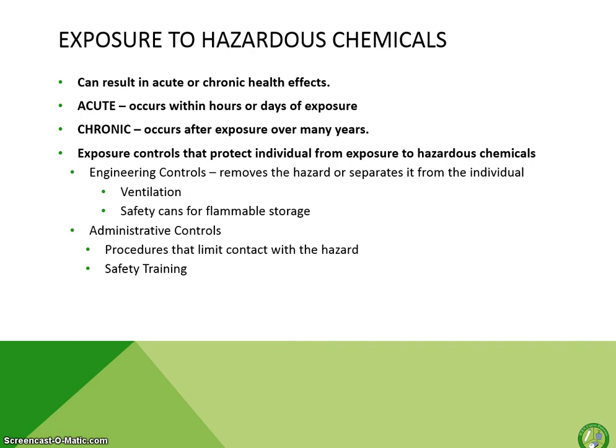Exposure to chemicals can result in acute exposure, which happens very quickly, within hours or a few days, or chronic exposure, which would occur over time. We try to protect individuals through engineering controls, which basically keeps you away from the hazard, or administrative procedures such as our safety rules.